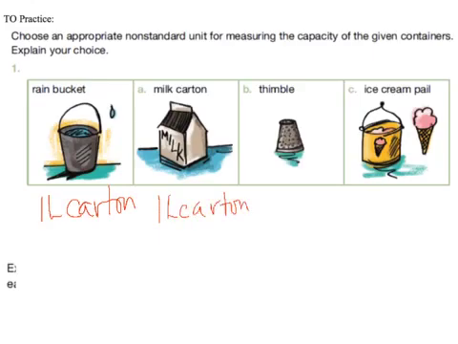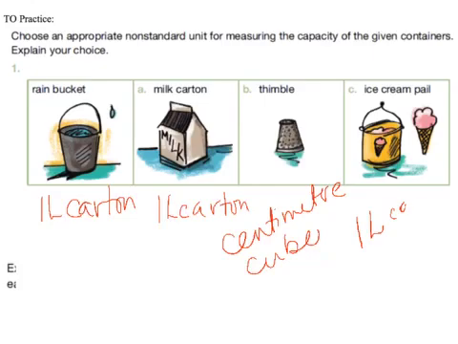A thimble is what your mother or someone who's a seamstress, someone who sews might use. It's a little silver thing that you would put over top of your finger so that you don't poke yourself. It's very small, it just fits on the top of your finger. So I would probably use a centimeter cube. And an ice cream pail, probably larger. I would probably use a 1 liter carton.